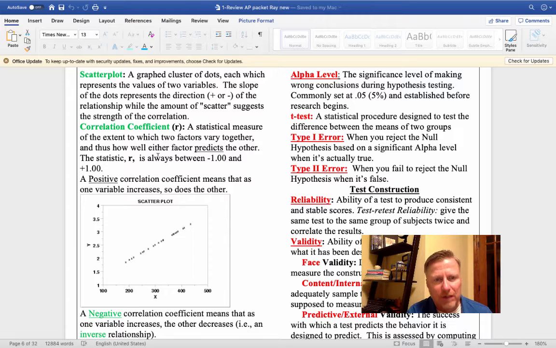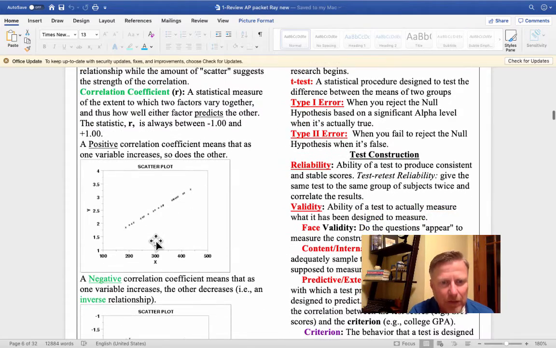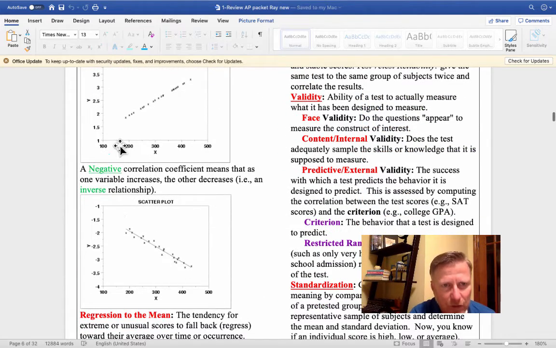-1 is a perfect negative correlation, +1 a perfect positive correlation. Negative means they vary in opposite directions, and you're going to see numbers go down from left to right on a scatter plot. Positive numbers would go up from left to right on a scatter plot. The tighter the dots are, the stronger the correlation. Here's a strong negative correlation. If they're in a perfect row, that's a perfect correlation. That'd be +1. Here you probably have a 0.75 or a 0.8 correlation. It's pretty strong.